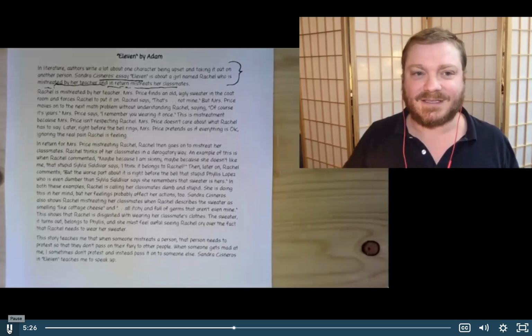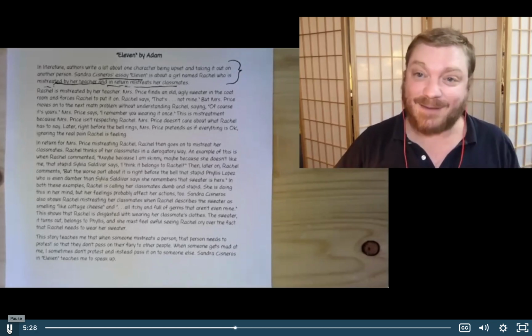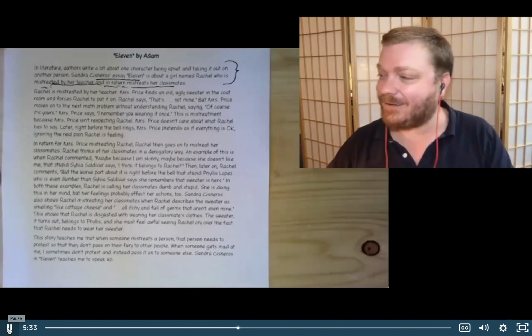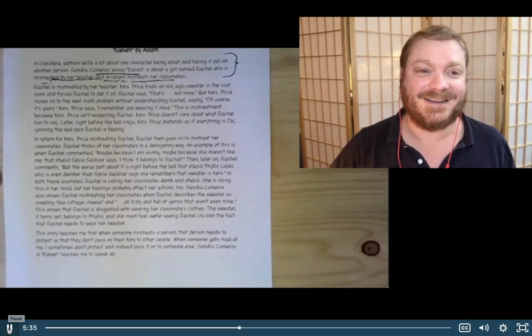Okay, let's take a look at this next chunk of the essay. See if we can name the big parts and then look under the little parts and see what they are too. I'll read it out loud as you can follow along and annotate if you like.